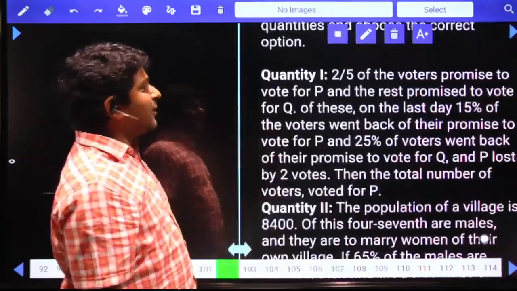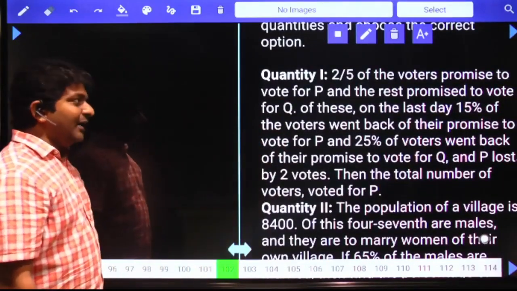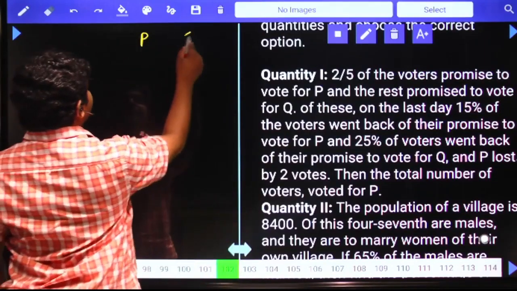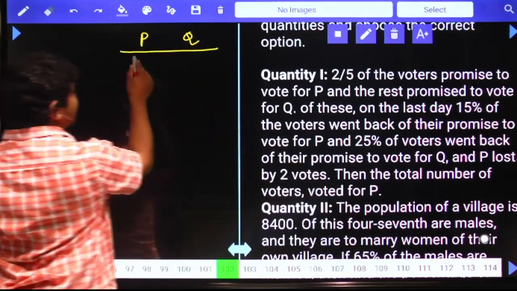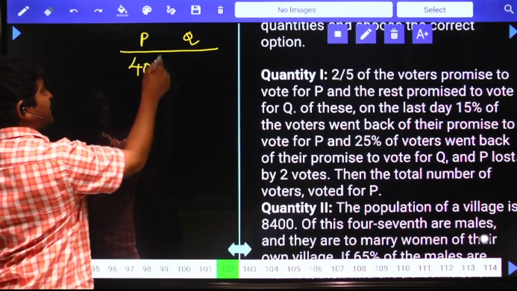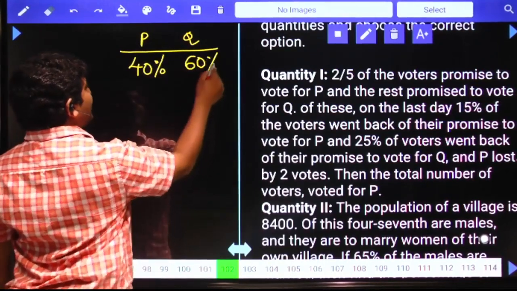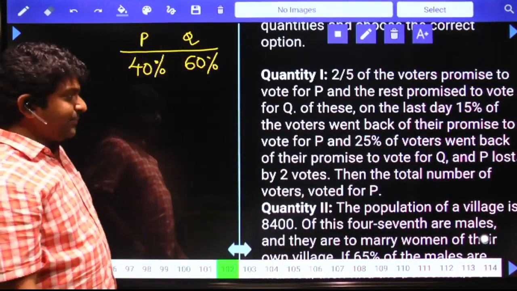2/5 of voters promises to vote for P and the rest promises to vote for Q. So here we have two members P and Q. 2/5 in the sense 40 percentage. 40 percentage promised to vote for P. Rest promised for Q. 40 percentage and then 60 percentage.